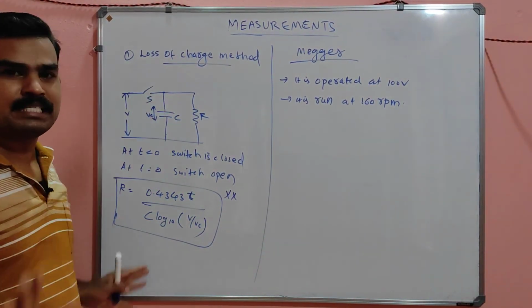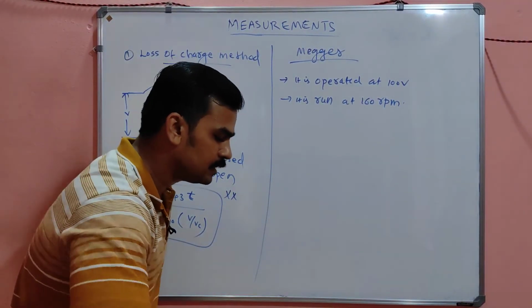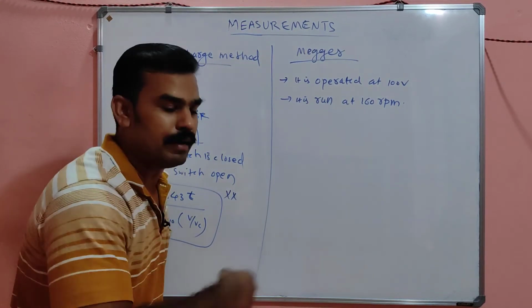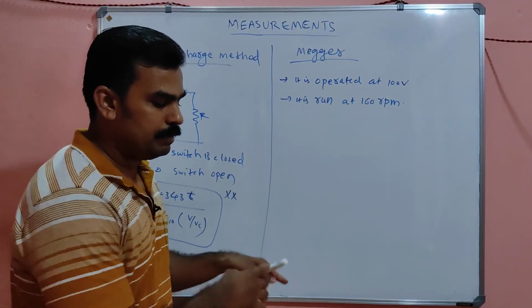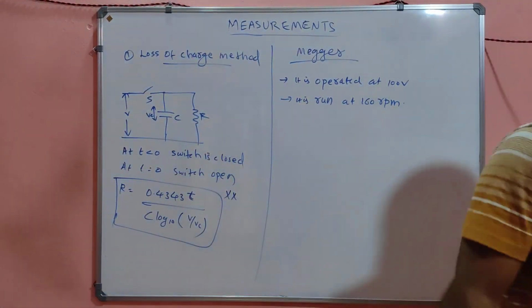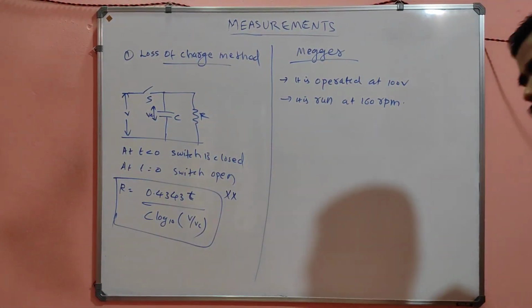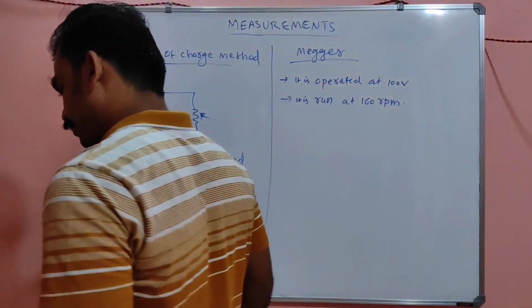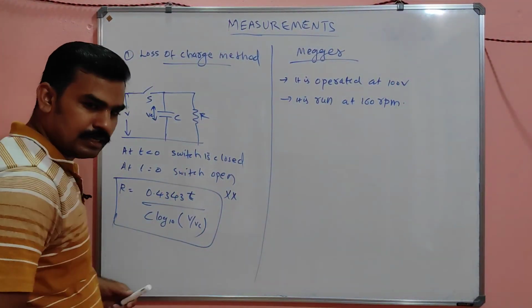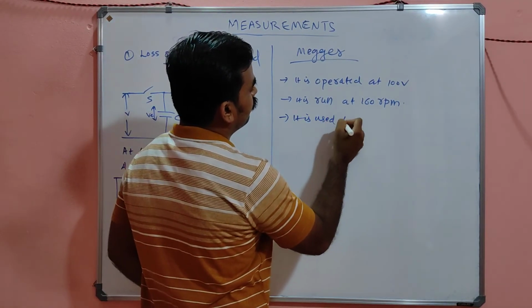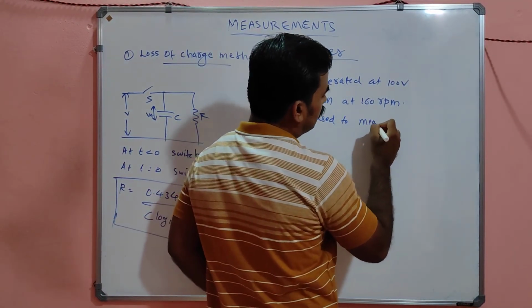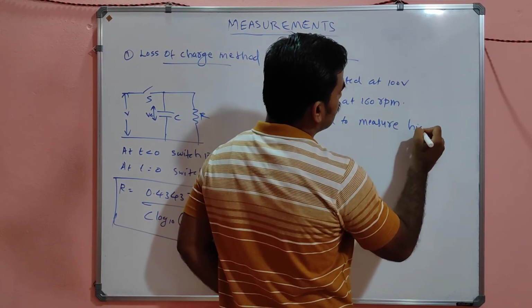My dear, the principle is simple. You allow a certain current to pass through the insulation and find the current value. Just note the current value. V by I will give the value of resistance, that's all. And it is used to measure high resistance.